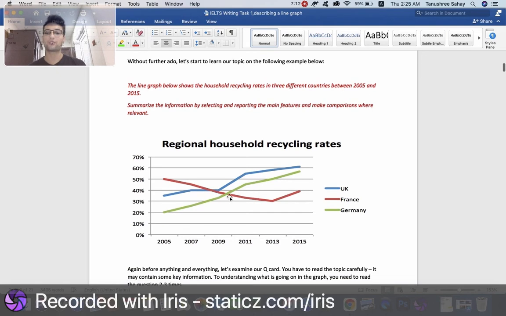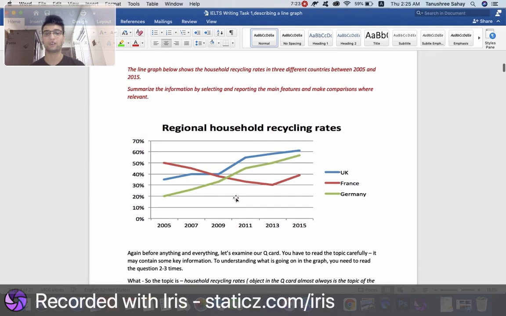So the line graph is the subject, and as we know, it will never change. You will never change the name of the graph in the Task 1 question. If it's the line graph, it is the line graph. If it's the pie chart, it's the pie chart. There, you don't need to paraphrase the name of the graph.